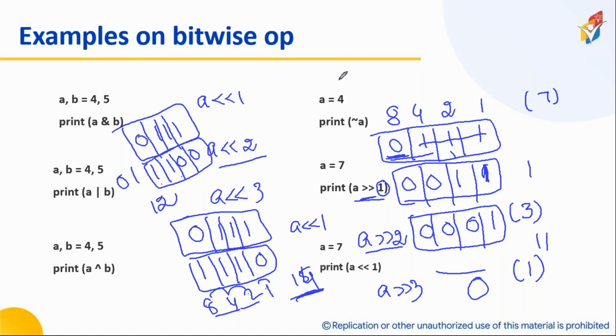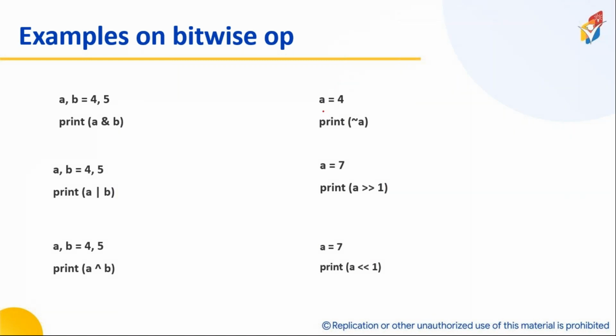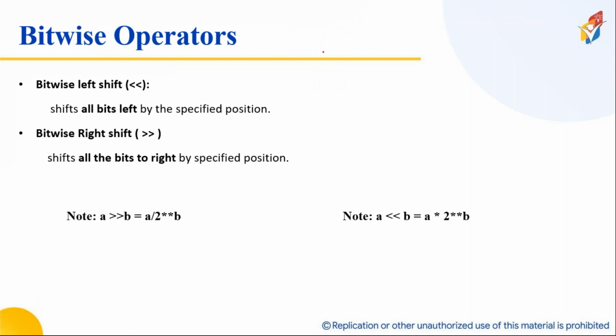Now, shall we discuss a simple way instead of doing such things? I'll discuss some formulas. In the technical examination, you can directly write the answer. Can you please note down these formulas? Whenever we are using the right shift, you should use A divided by 2 to the power B. And whenever we are using left shift, A multiply 2 to the power B.